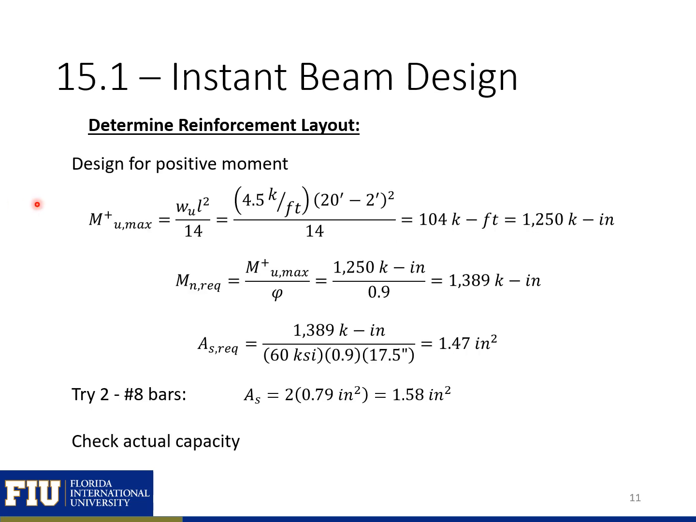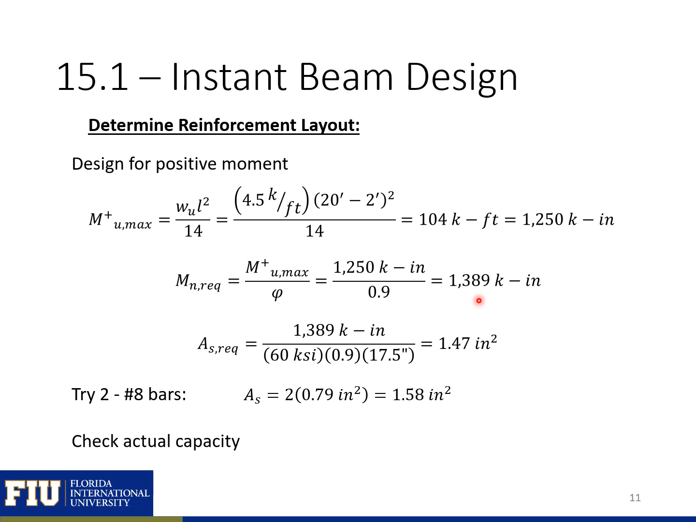Our positive moment demand is equal to wL squared over 14, which will be 1,250 kip-inches when we plug in our factored load and given span lengths. And that gives us an Mn required of Mu divided by 0.9. So we're assuming a phi equal to 0.9 for tension controlled, which gives us an Mn required of 1,389 kip-inches.